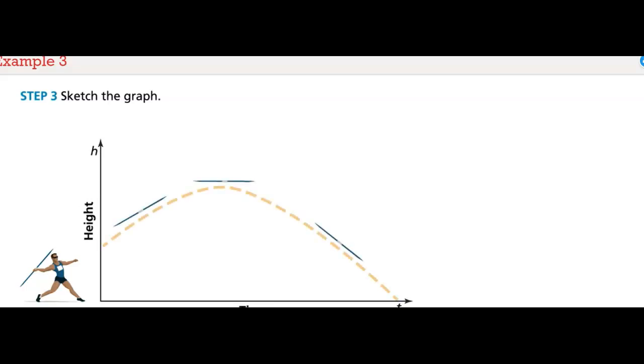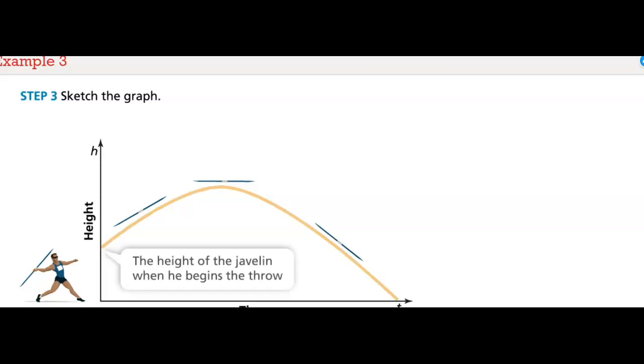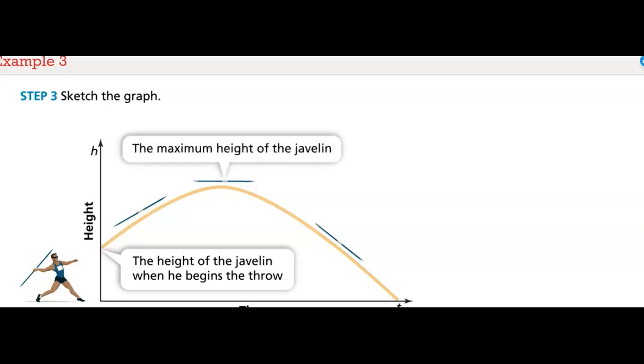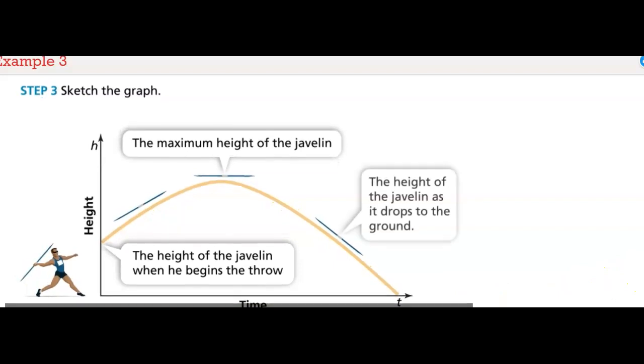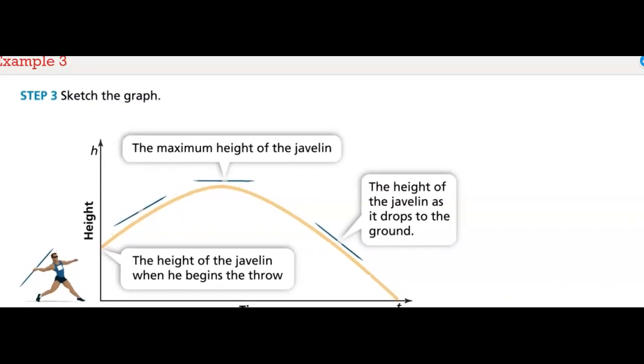The shape of the graph is the same as the path of the javelin. This point represents the height of the javelin when Jose begins the throw. This point represents the maximum height of the javelin. This part of the line shows the height of the javelin as it drops to the ground.